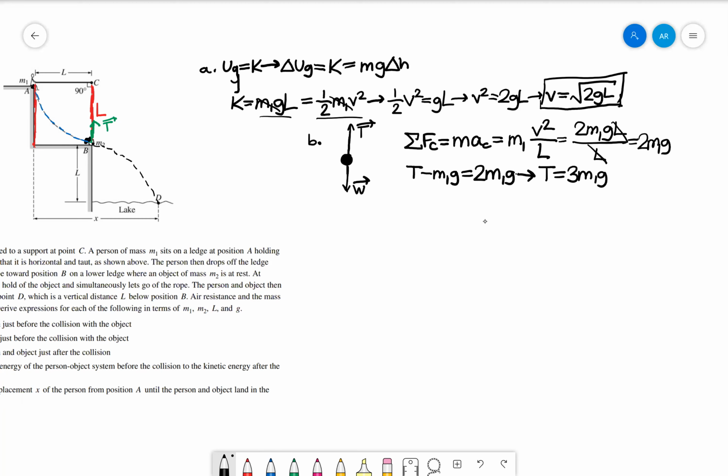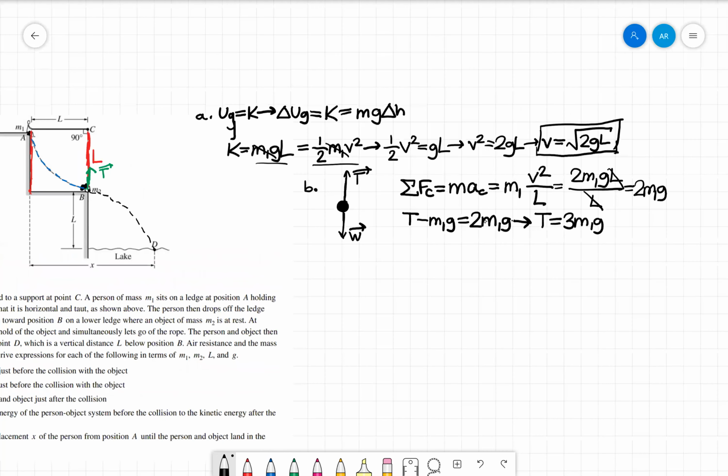Okay, that's how we approach this problem. I'm going to open up for any questions on this part. This part dealt primarily with the idea of centripetal circular motion. So I'm going to open up for any questions right here.